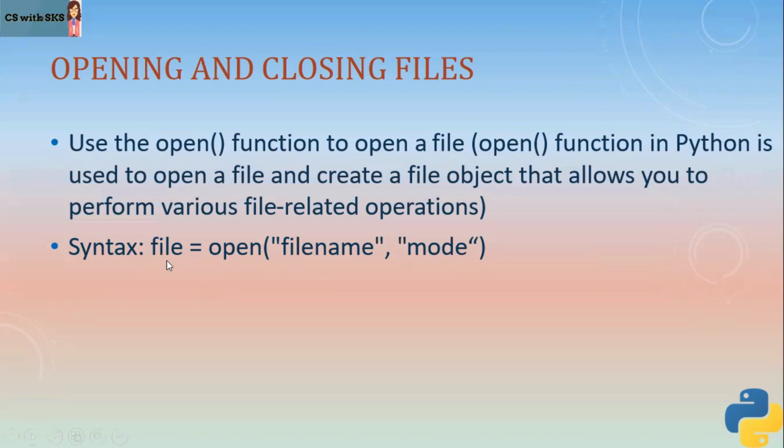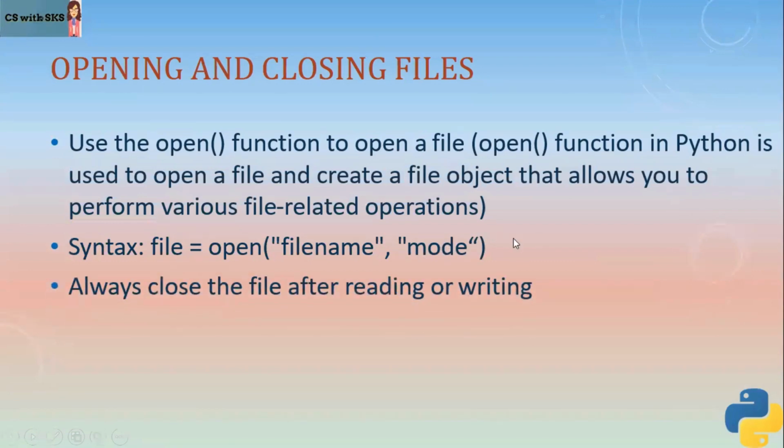So you write file equals to open file name, comma, mode. So this is how you open the file. Always close the file once you are done with whatever you want to do in the file, whether it is reading or writing. Always close. And how do we close? We close using close method. So you write file handler dot close. So that is how you close the file. So this is the close function and this is open function. So both the functions are used. So this is one method of opening and closing the files.